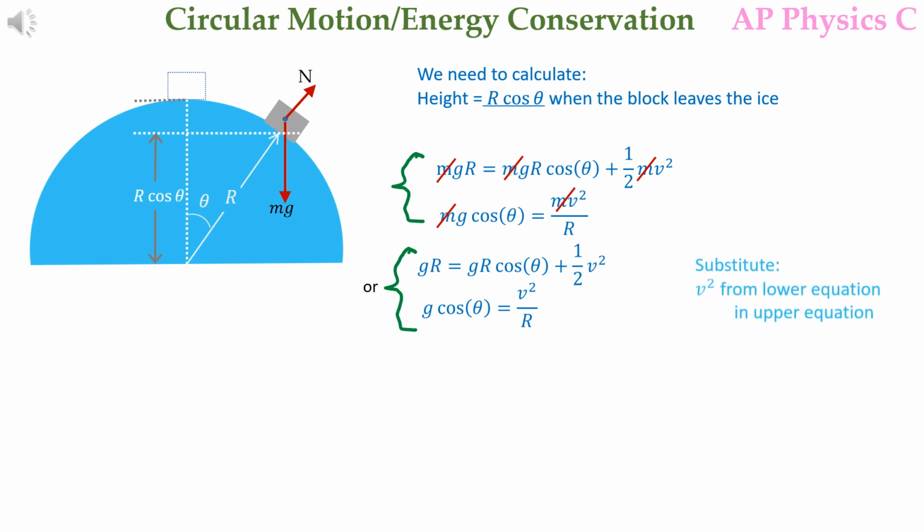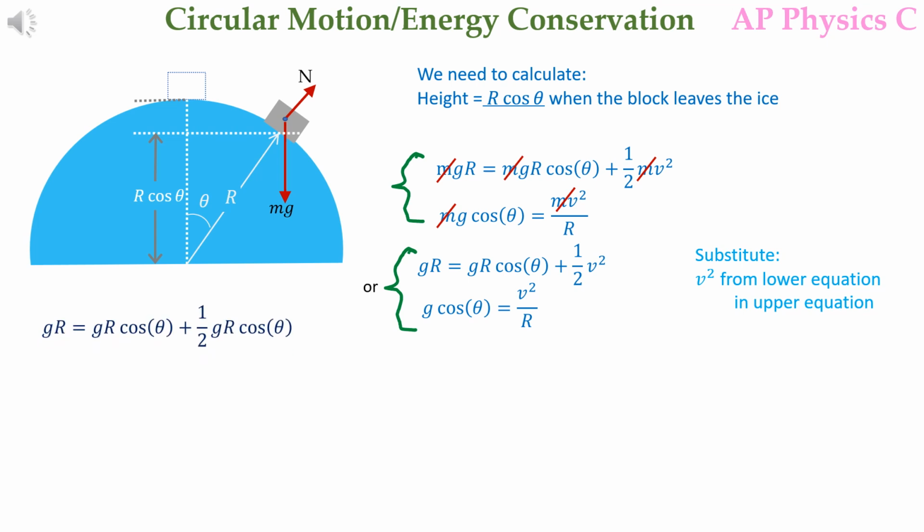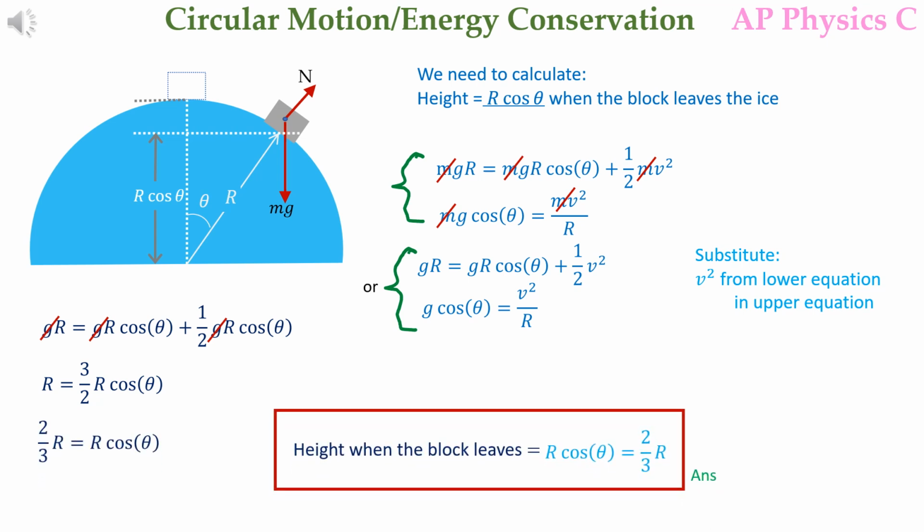We do this by substituting v squared from the lower equation into the top equation to get this. And then we get r cos theta. r cos theta is the height, and that is the answer. This ends the video.